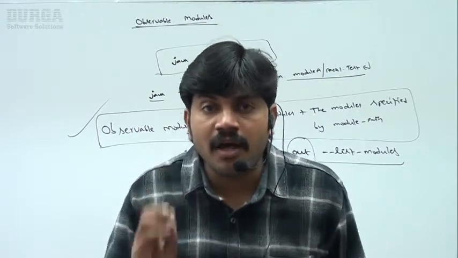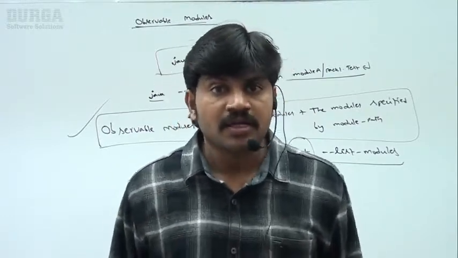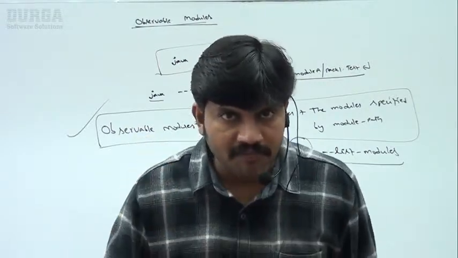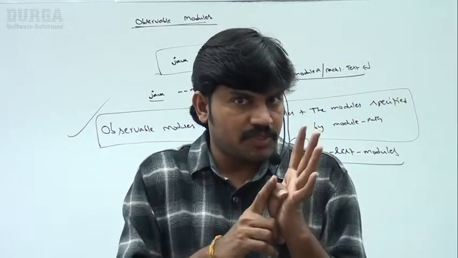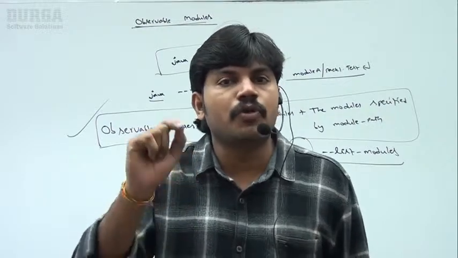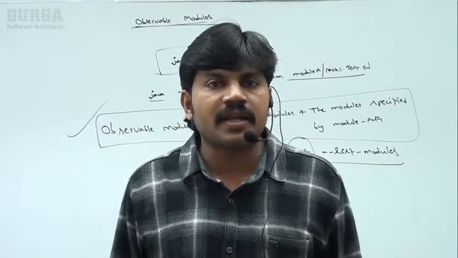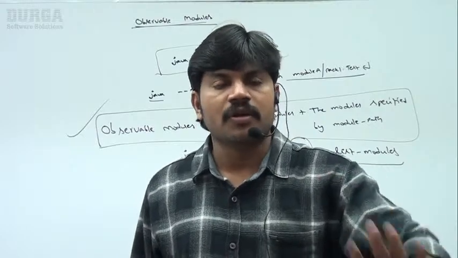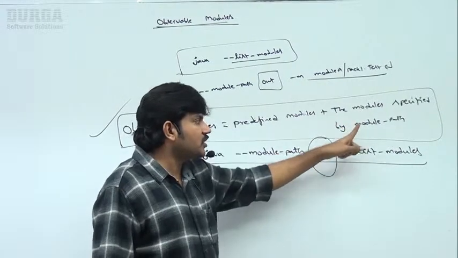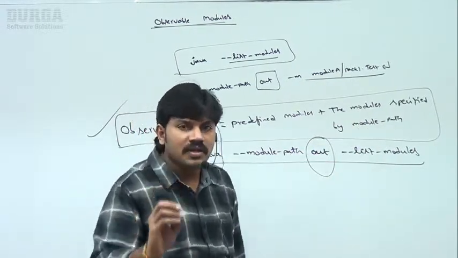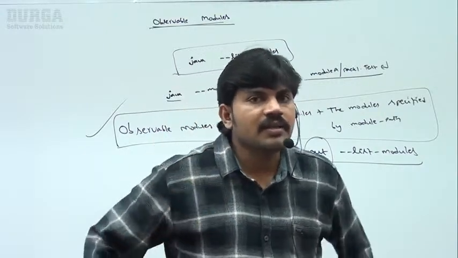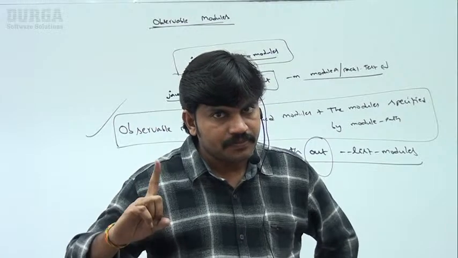All predefined modules are by default considered as observable modules. We are not required to specify them by using module path because all predefined modules are by default available to the JVM. That is the first point. The second important conclusion is that the modules added by using module path are observed by JVM, hence these are also considered observable modules. So observable modules means predefined modules plus the modules specified by module path. How to list out all observable modules? --list-modules is the option we require to use. Clear?